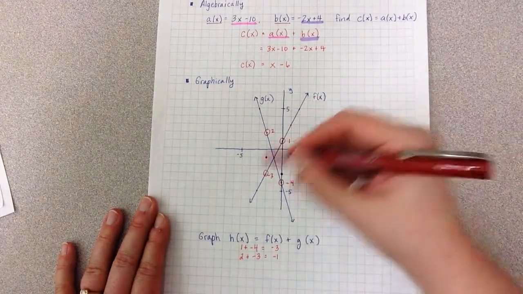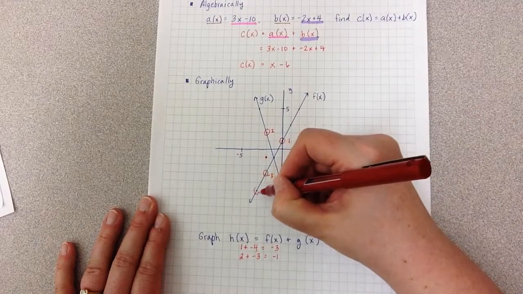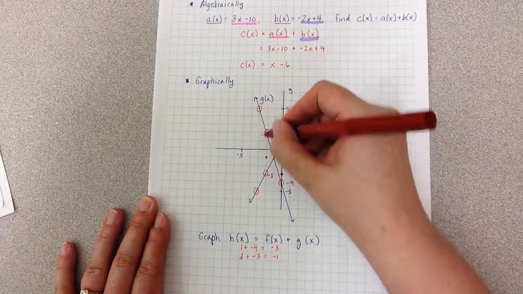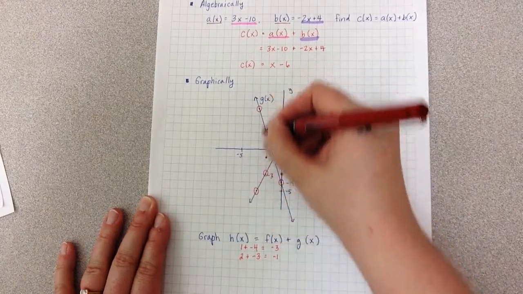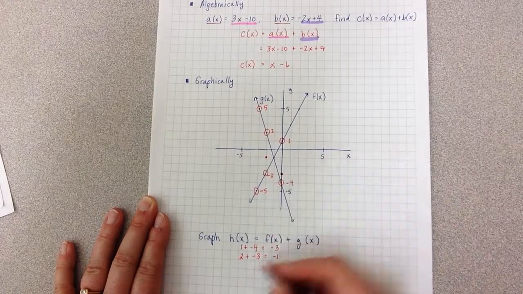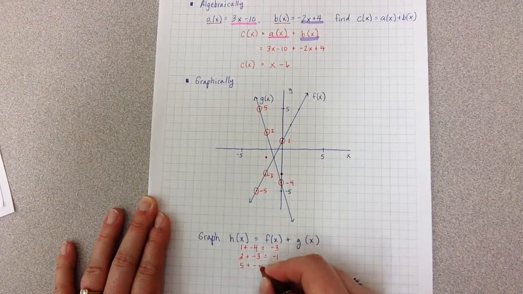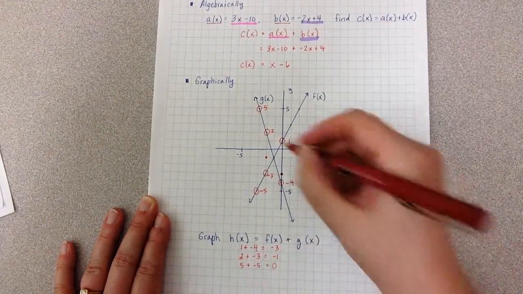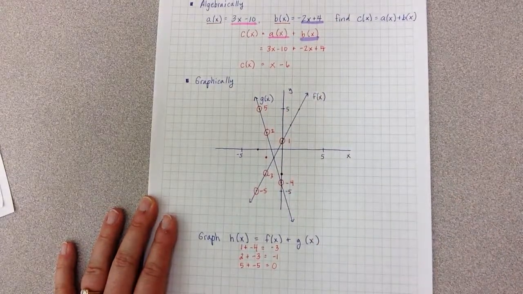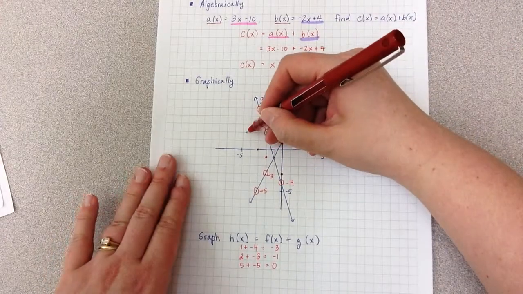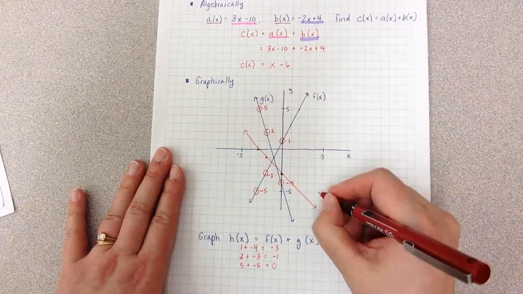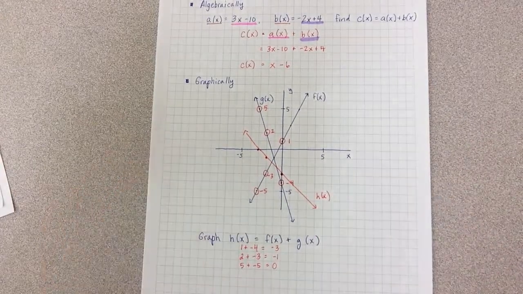And then maybe it'll be nice to have one more just to make sure that the shape is going really well. So I will find these y values, 5 and negative 5. So I have 5 plus negative 5 equals 0. And I now can connect these three dots and label this h of x.